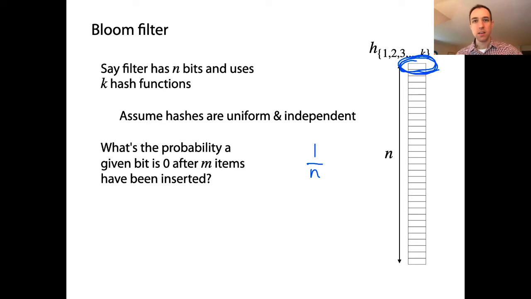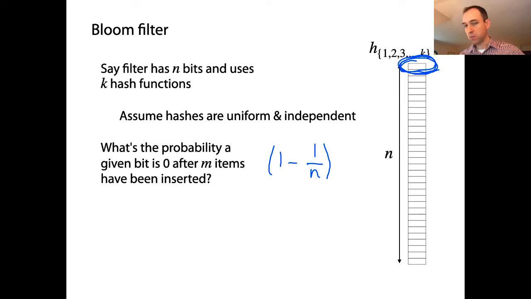And to flip that, what's the chance that I wouldn't get picked? Because we're saying what's the probability a given bit is 0. That's a statement about whether I don't get picked. So what's the probability that I don't get picked? Well, it's just 1 minus 1 over n.